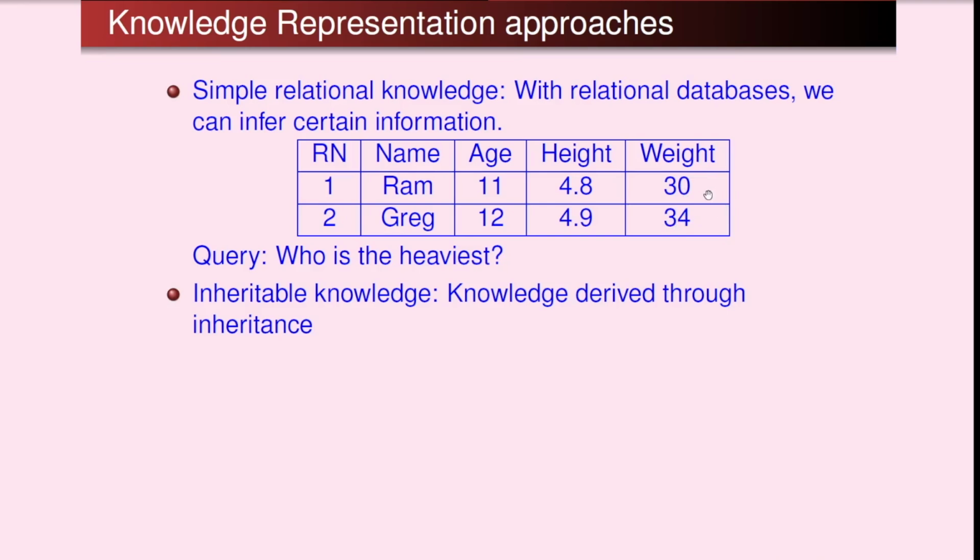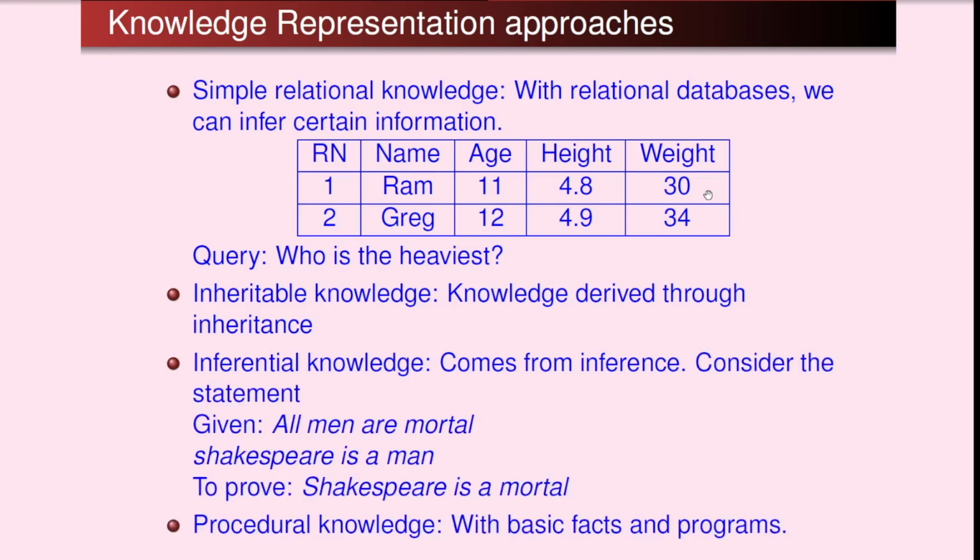But how do we do that with a relational database, or at a higher level? How can we infer such knowledge, or knowledge more than this? Another type of knowledge is inherited knowledge, something like the object oriented approach. Another type is inferential knowledge, which comes from inference. For example, we have all men are mortal and Shakespeare is a man, and from these two statements we have to prove that Shakespeare is mortal.